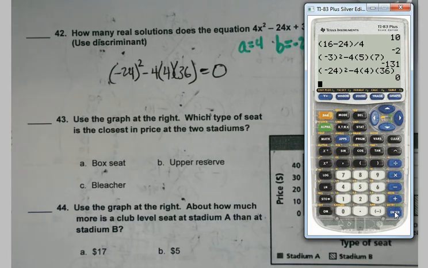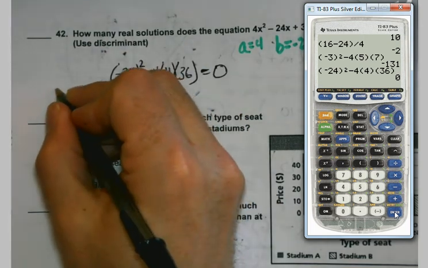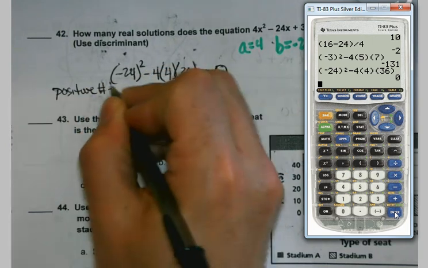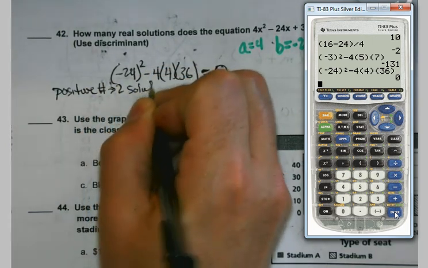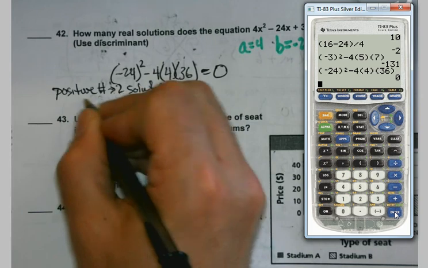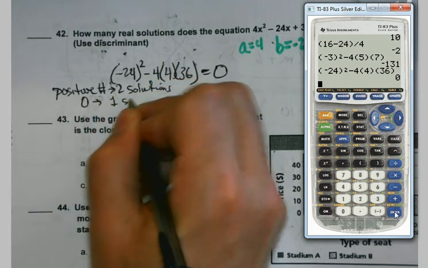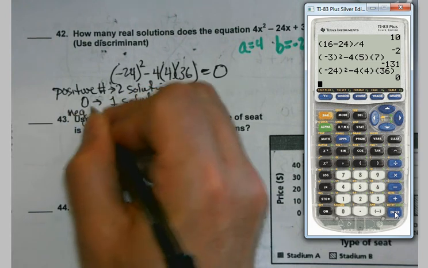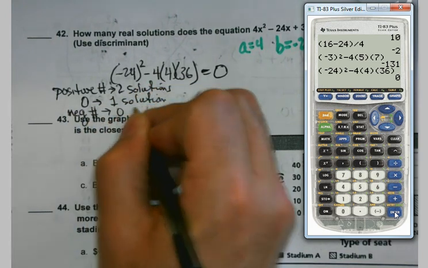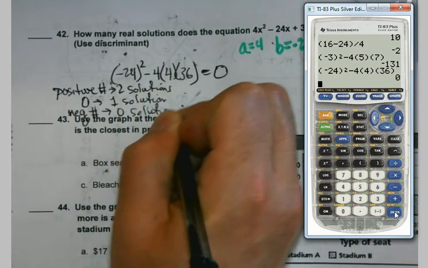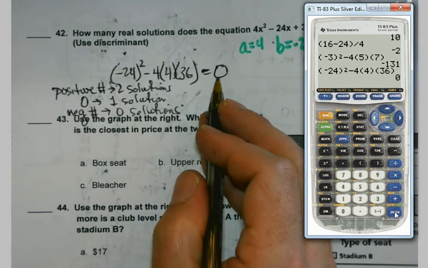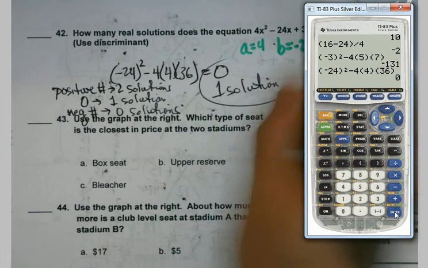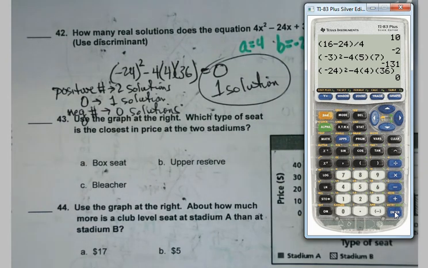So let me just put a note down here with this again. If I get a positive number out, I have 2 solutions. If I get 0, I have 1 solution. And if I get a negative number, 0 real solutions. So in this case, since I got 0, I have 1 solution to this problem.